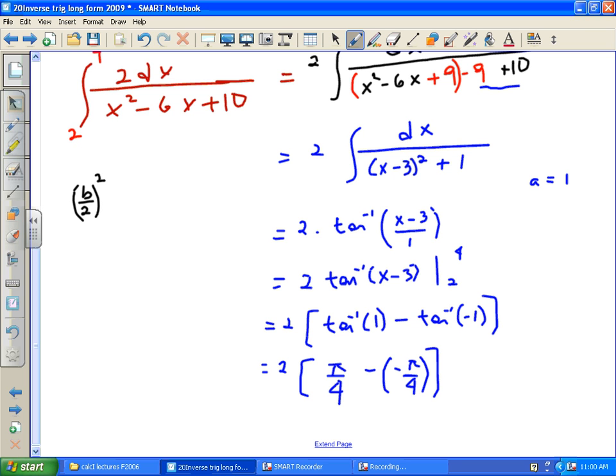So we get a plus in the middle, or 2 pi over 4, or pi over 2. So 2 times pi over 2. I think we're going to get pi. Did I do that correctly? Let me just double check. Pi over 4 plus pi over 4 is 2 pi over 4. And there was an extra 2 on the top. So we get 4 pi over 4, or just pi.